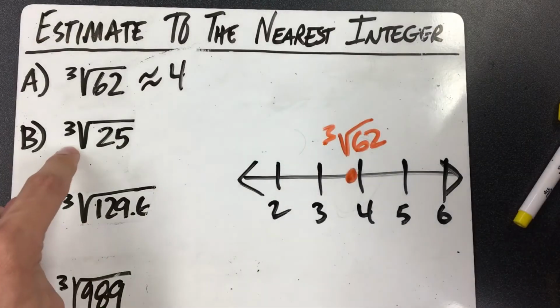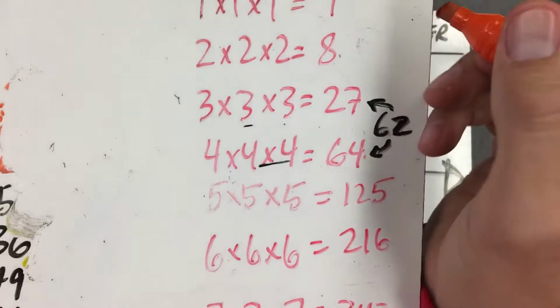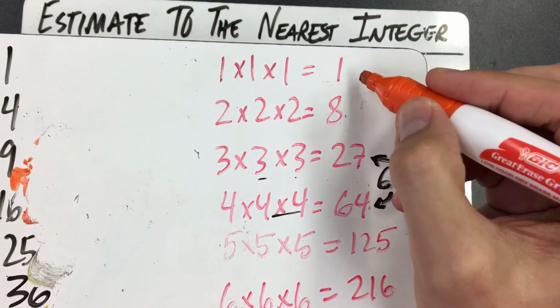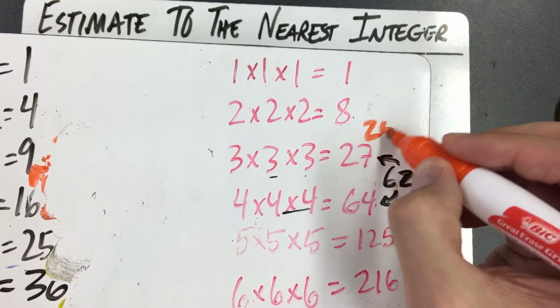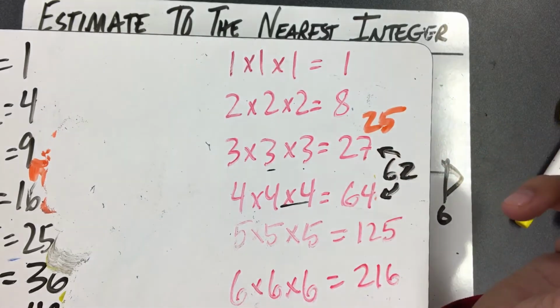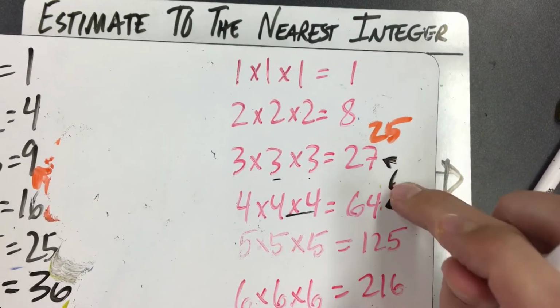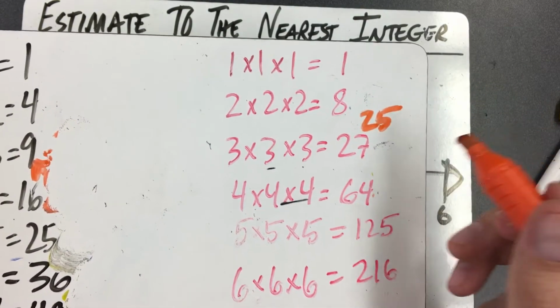All right. The next one, cube root of 25, same idea. 25, it's bigger than 1 times 1 times 1. It's bigger than this. Oh, it's smaller than this. So 25 is like in between 2 and 3. Which one is it closer to? Just use your brain, common sense, right?